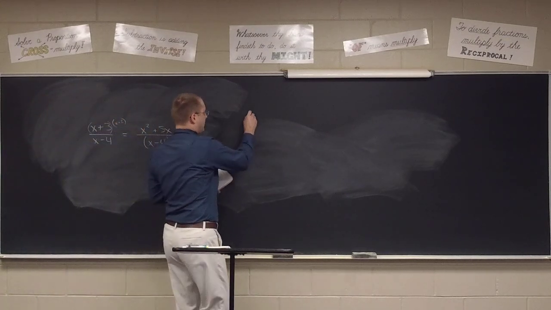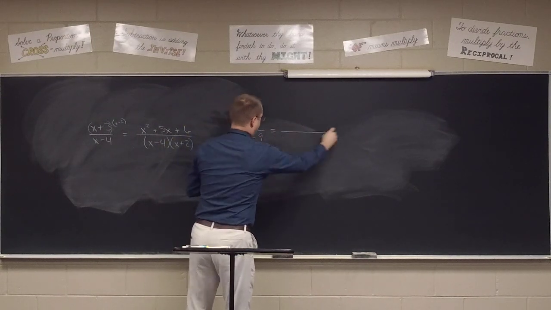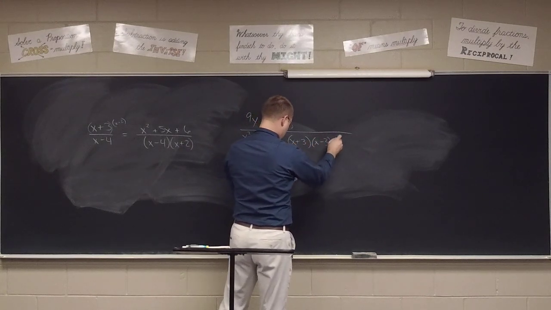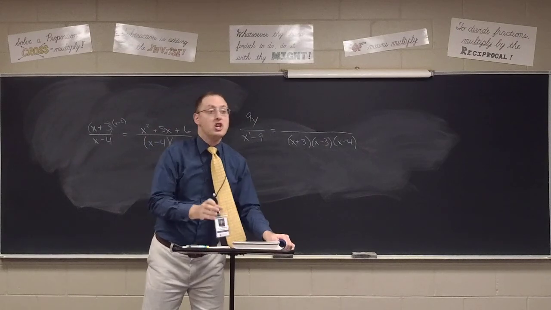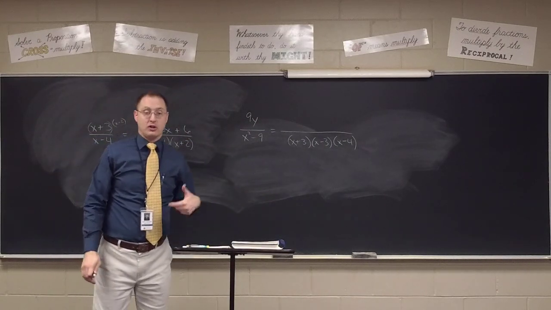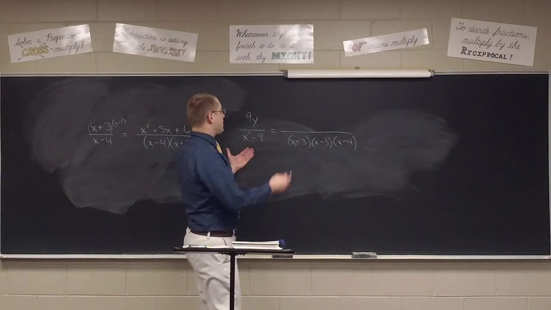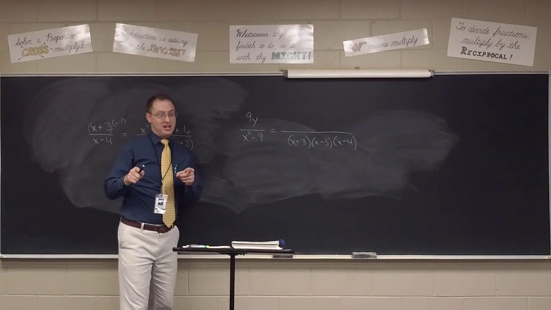All right, looking at the next one, we get 9y over x squared minus 9. And we want to get (x plus 3)(x minus 3)(x minus 4). Now, on the surface, it looks like there's nothing that matches. If I were to ask a 4th grader, 5th grader, 6th grader, even a 7th grader or an 8th grader, is there anything similar between these? They'd say no. But you're smarter than an 8th grader.